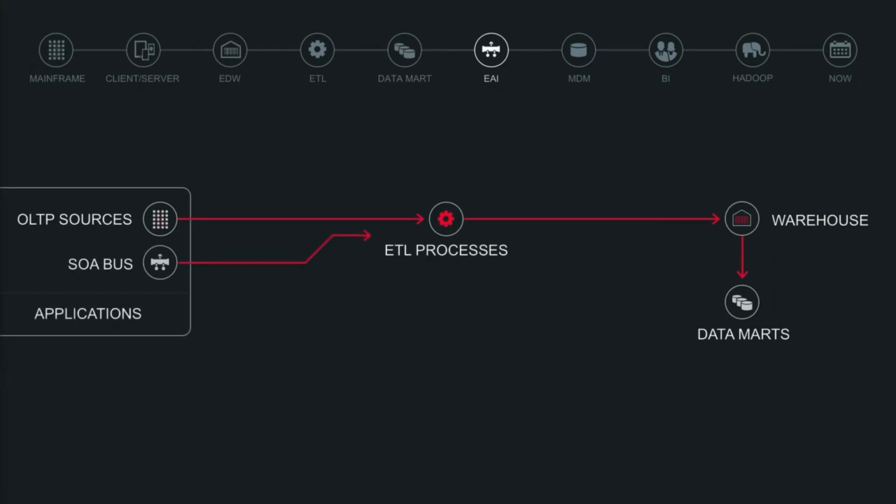And that was mostly for asking questions about the enterprise. It wasn't so much about running the business. So then another enterprise integration pattern emerged, and this is the family of EAI. Gary talked about this yesterday. And on this diagram, I've got the service-oriented architecture bus applications, and they started exchanging information with each other as well as passing information into the warehouse and the data marts.